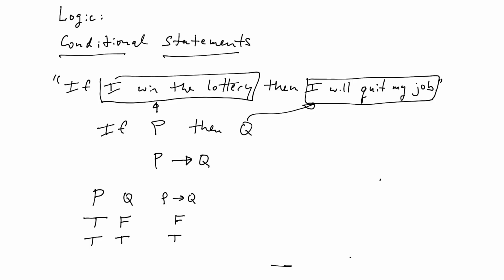But then some funny things happen, like, what if I don't win the lottery and I don't quit my job? You would not say that I was a liar. You might even say it supports what I said up here. So true, in this case where both P and Q are false, I wasn't lying to you. You can't accuse me of lying. I just said that if I win the lottery, then I will quit my job. I never said what would happen if I don't win the lottery, that I won't quit my job. So that's true.